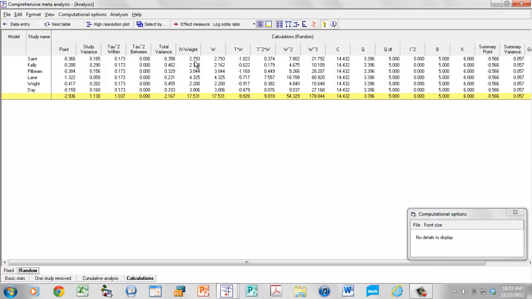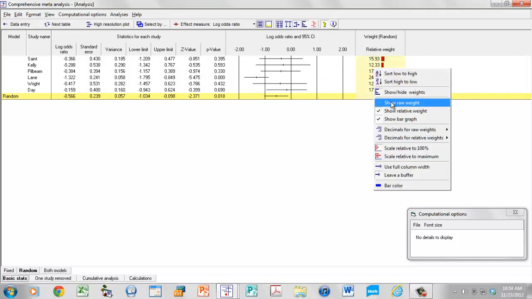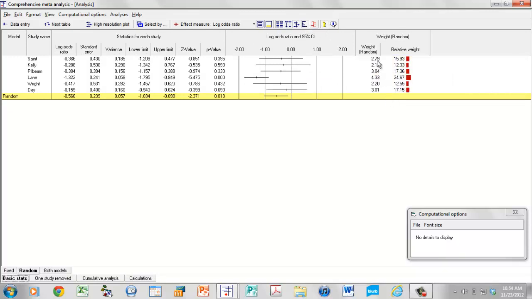And then the weight that is assigned to that study is going to be 1 over the total variance. So 0.185 plus 0.173 gives us 0.358. 1 over 0.358 gives us 2.793, and that is the weight that is assigned to this study. If we come back to basic statistics, we look at the weights, and we say show the raw weight, that is 2.79. That's the weight that's being assigned to the first study in this analysis.